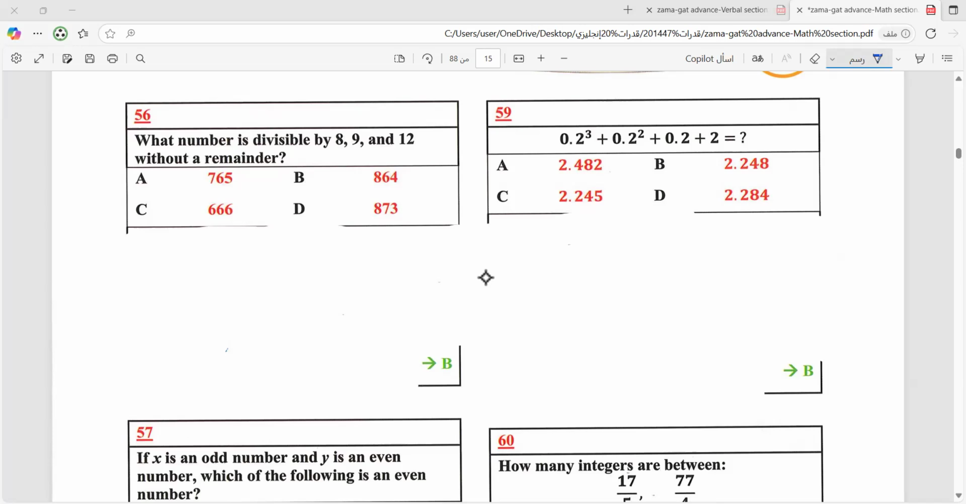That doesn't help us now, all of them are divisible by 9. Now we go to 8.